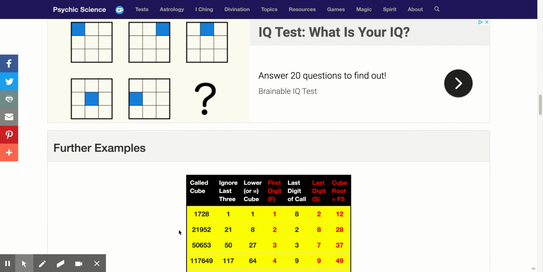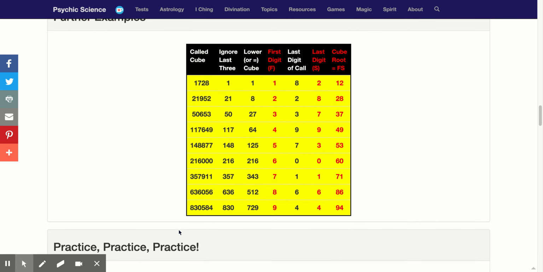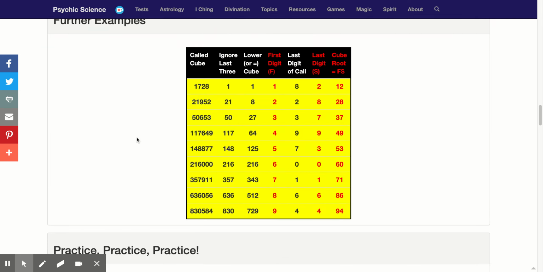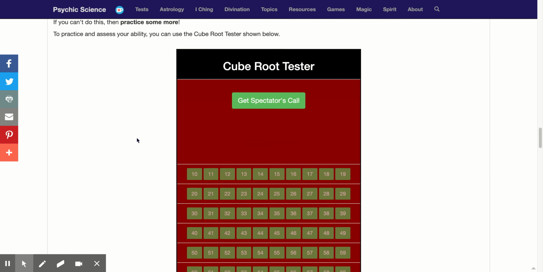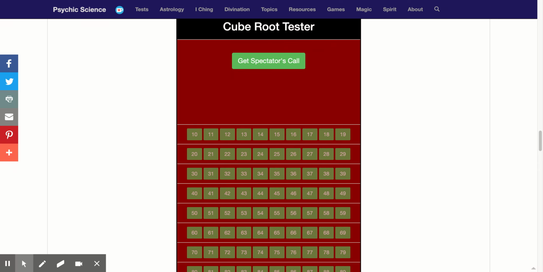Now, if you want to practice, you can. Here's a few examples. You can study this table. Here's the fun part, and I think I showed this to some of you. I know 1 or 2 periods saw me do this when I told you that we were going to solve cube roots. If you click this button, it says Get Spectator's Call.